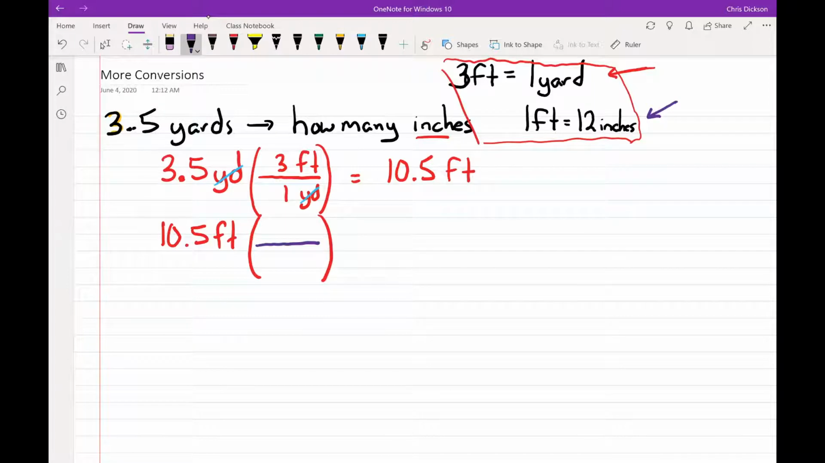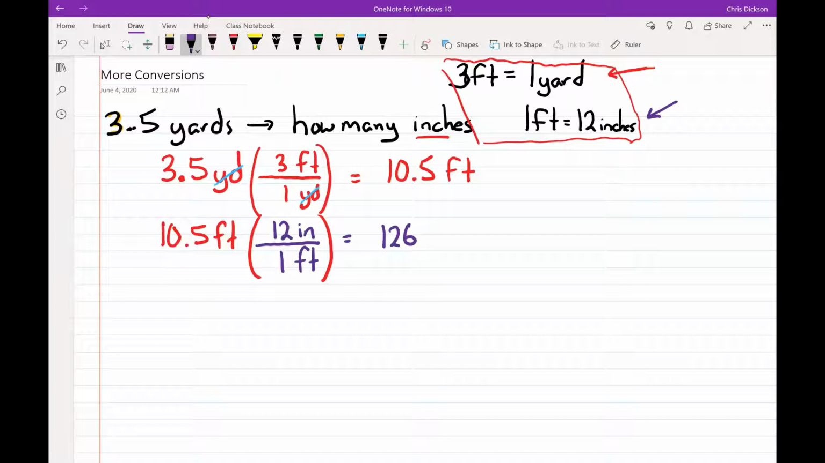So I've got to make sure I put the right units in the bottom. Otherwise, I'm going to either multiply or divide by the wrong number. So I've got feet in the numerator on the left, so they've got to go in the denominator on the right. And then I have inches on top. And the rule is for every 1 foot, you're going to get 12 inches. And 10.5 times 12 is 126 inches.